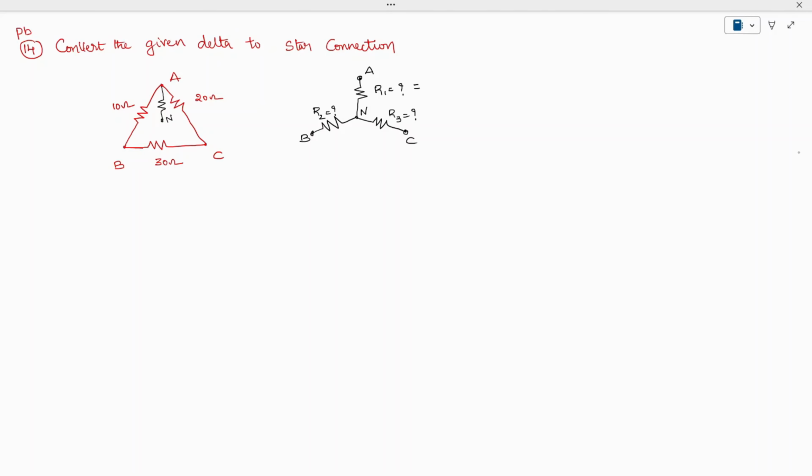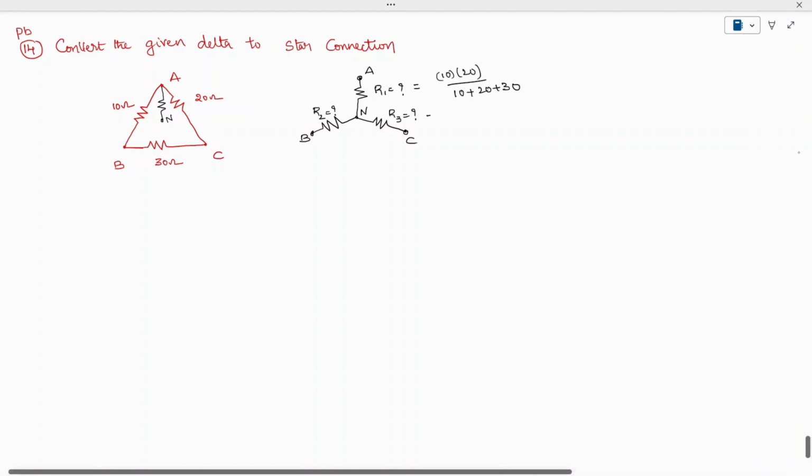So how to find the center branches? This black color resistor is connected between two reds. Okay, what are these two red values? 10 as well as 20. So you have to do the product, 10 into 20, divided by the sum of the known values. What are the known values? 10 plus 20 plus 30. Then you can find this unknown resistor R1 from the known resistors of 10, 20, 30.